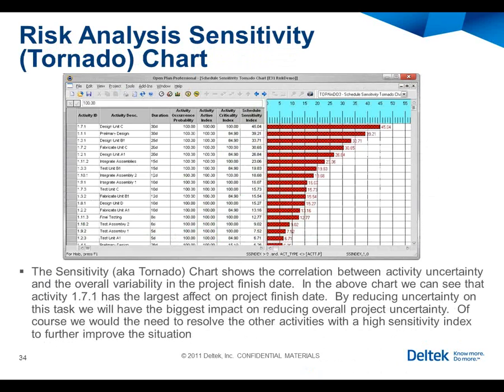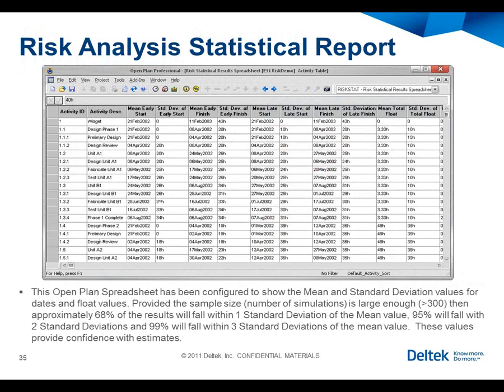Here's a risk analysis sensitivity or tornado chart. So the tasks that fall at the top have the greatest impact on the project, while the tasks that fall toward the bottom have the least amount of impact. May have a high probability of occurrence, but it has the least impact on the project. And what we want to be able to focus in on are those activities that have the greatest impact. Statistical analysis reports that show us mean early starts and finishes, standard deviation, and typical risk metric kind of data.